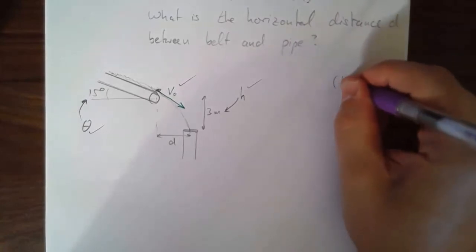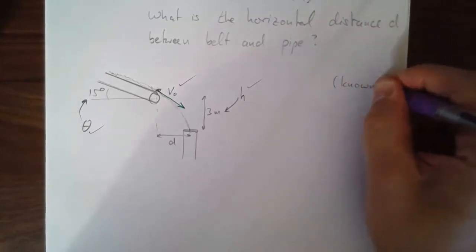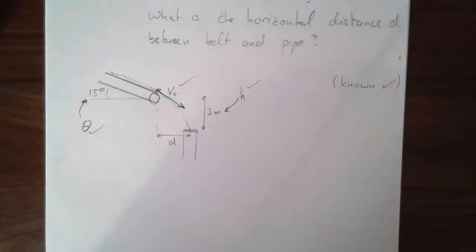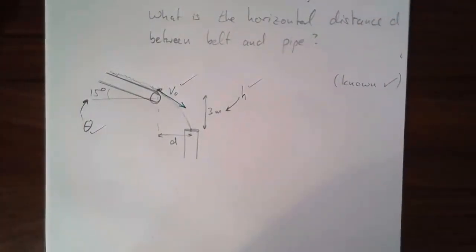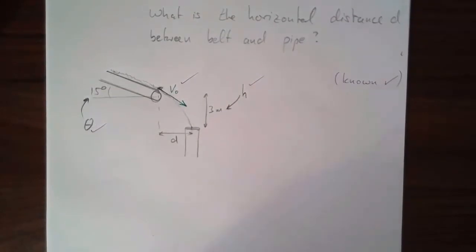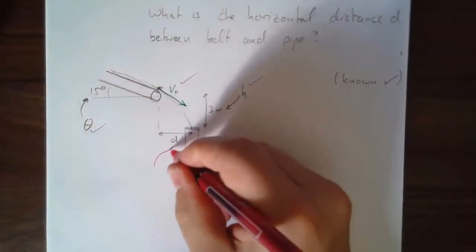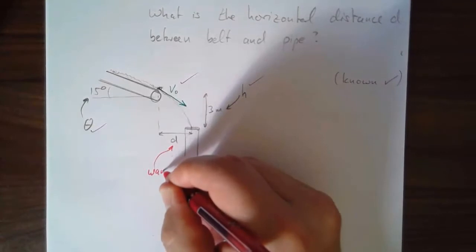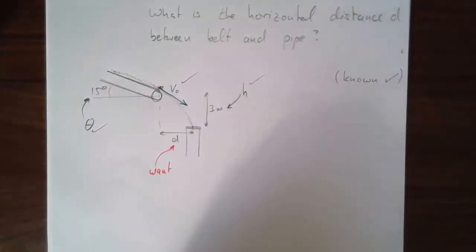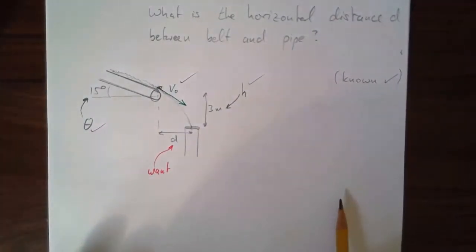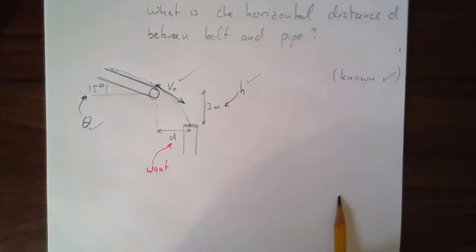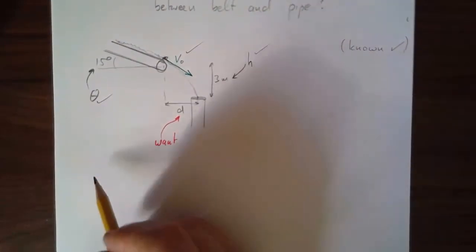Maybe I'll just make a note of that. This one's known, this one's known, this one's known. So this is just for me to know what quantities are given, right? And we want to find that distance d. It always helps at the start of a problem. Make sure you know exactly what you're trying to find and what's given and so on, right? I find it useful to annotate that on a diagram. Okay, so it's projectile motion.